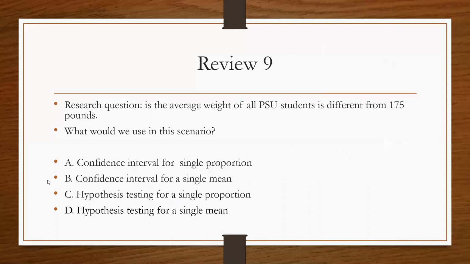All right, I'm just going to go over this one. Most of you got it, but it's a little tricky. The answer to this is D. It's hypothesis testing for a single mean. It's asking what the average weight is, so that's how you know it's a mean. And since it's asking if it's different, that gives you a hypothesis. If it was just asking what the average is, then you'd probably be using the confidence interval.